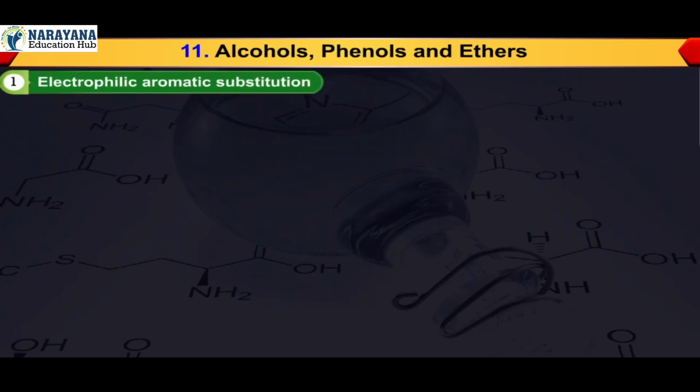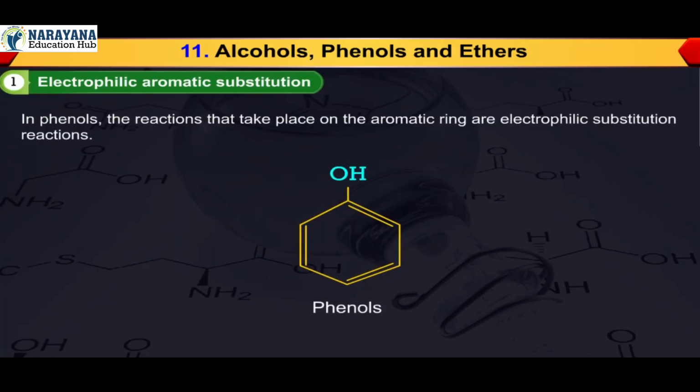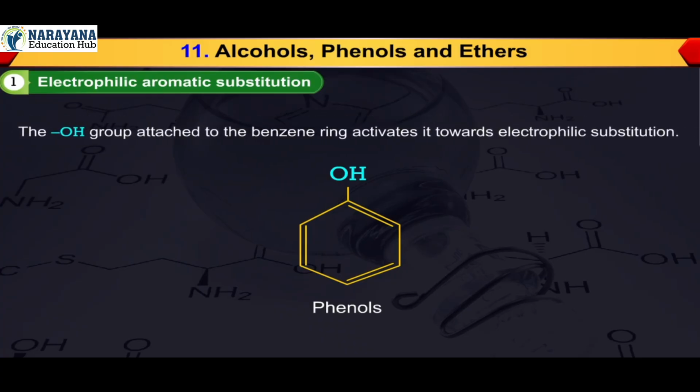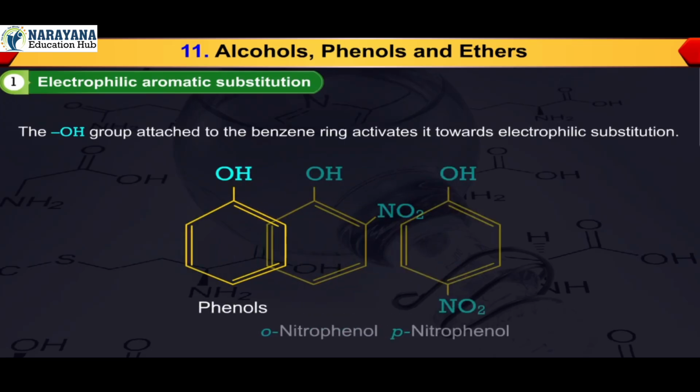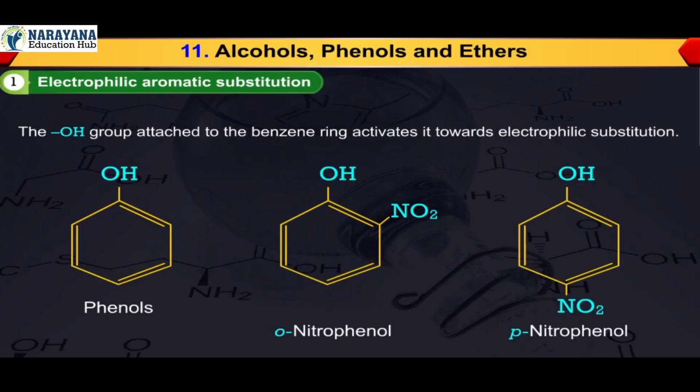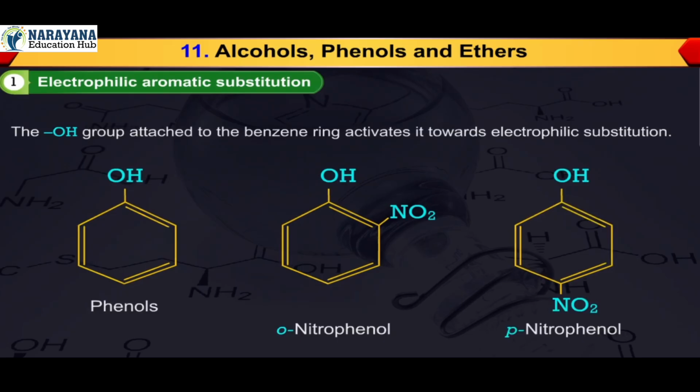1. Electrophilic aromatic substitution. In phenols, the reactions that take place on the aromatic ring are electrophilic substitution reactions. The OH group attached to the benzene ring activates it towards electrophilic substitution. Also, it directs the incoming group to ortho and para positions in the ring as these positions become electron-rich due to the resonance effect caused by the OH group. The resonance structures are shown under acidity of phenols. Common electrophilic aromatic substitution reactions taking place in phenol are as follows.